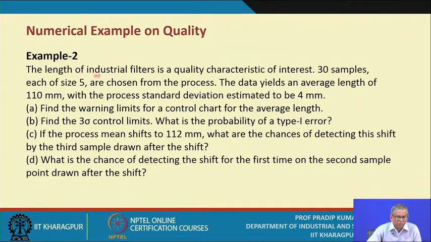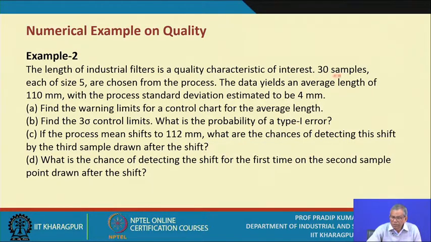The length of industrial filters, say a particular product, is the quality characteristic of interest. 30 samples, each of size 5. That means whenever you design a control chart, you have to specify the value of the sample size. There are certain rules and guidelines we have already discussed, and you should also specify the number of samples.